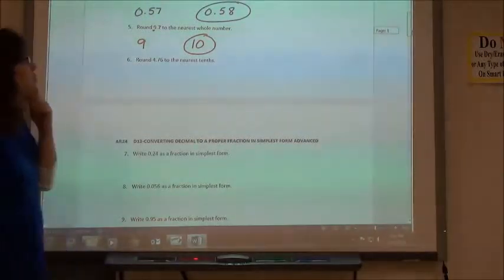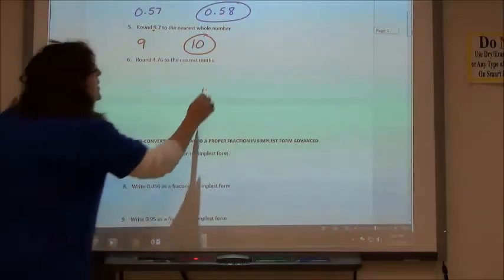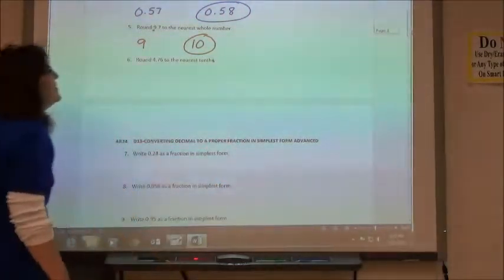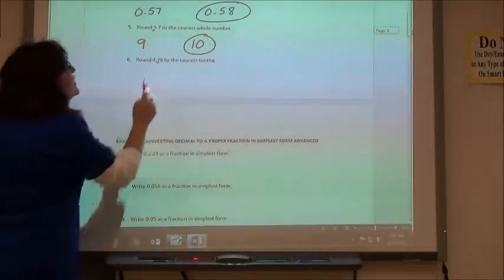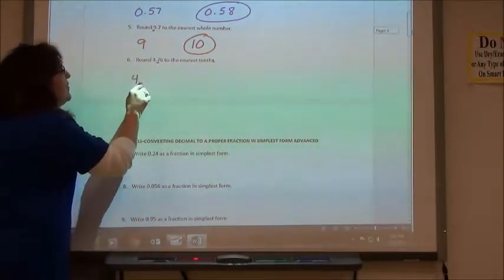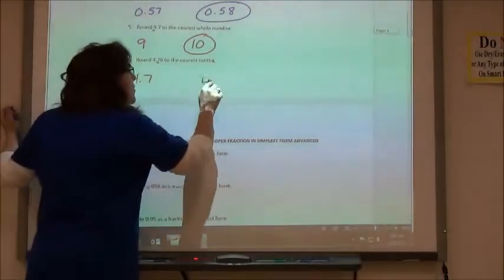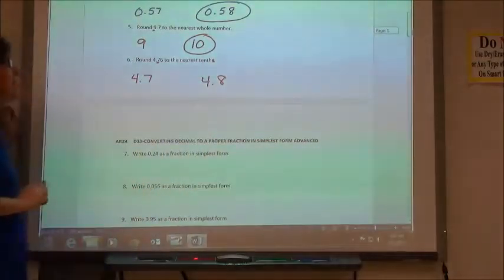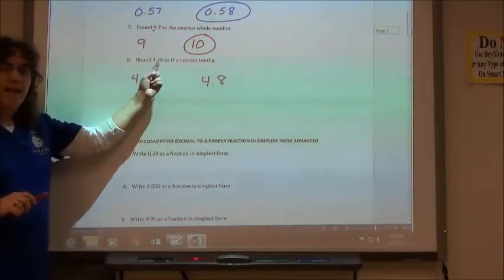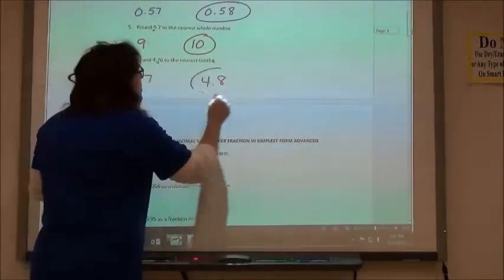The next one, round to the nearest tenth. Shouldn't have that S on the end. Round to the nearest tenth. 7 is in the tenth spot. So do I leave it 4.7 or should I round it up by 1 and use 4.8? I look. 6 again is 5 or higher. I have to round it up to 4.8.